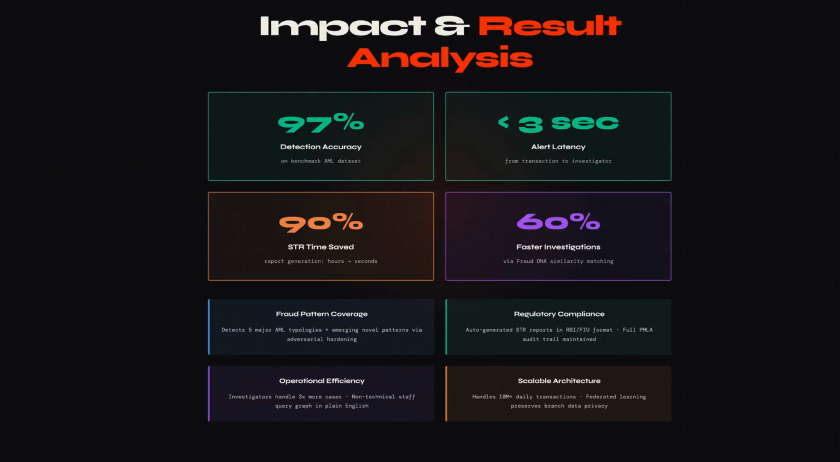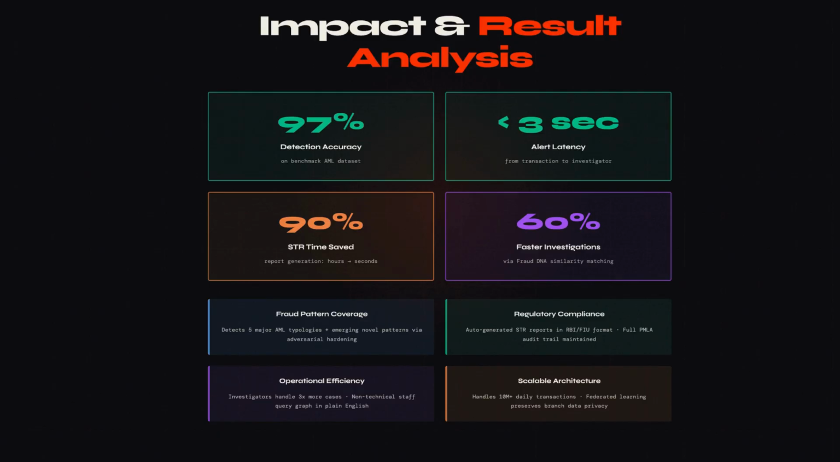The numbers speak for themselves. 97% detection accuracy on the benchmark AML dataset, outperforming all tabular AML baselines. Alerts delivered to investigators in under 3 seconds, from hours of manual work to 60 seconds of Gen AI drafting, and 60% faster case resolution through Fraud DNA similarity. Beyond the numbers, our system detects all 5 major AML typologies plus emerging novel patterns through adversarial hardening, something no static rule engine has ever achieved. It maintains a full PMLA compliant audit trail, handling 10 million transactions per day and scaling across all branches through federated learning without ever compromising customer data privacy.